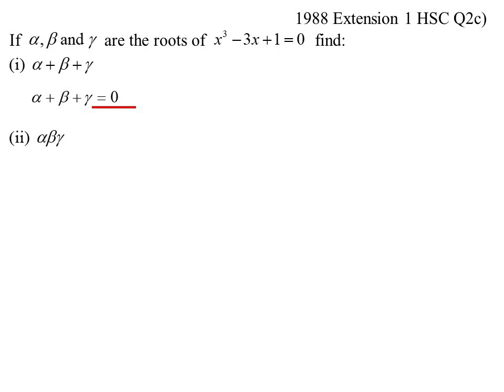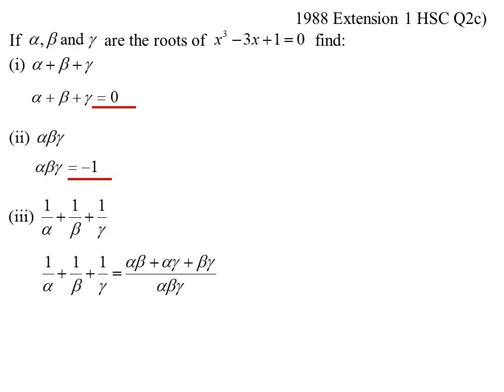Part 2 said, find the product of the roots, all 3 of them. So that would be minus 1. The reciprocal one, as you see, these are the common questions they ask. Create the algebraic fraction: 2 at a time, we haven't worked that one out yet, but that'll be negative 3, over 3 at a time, which is negative 1, we get an answer of 3.